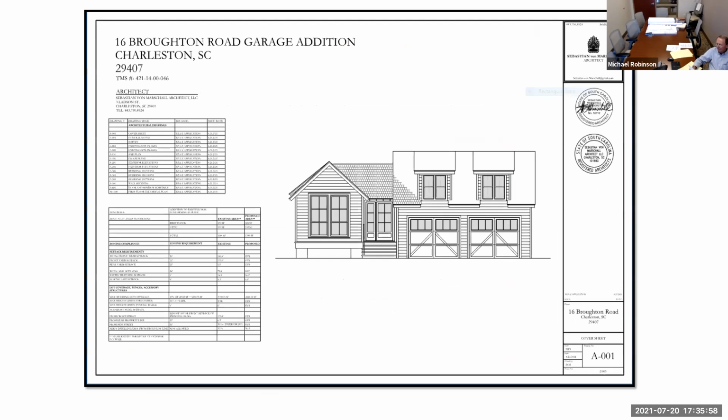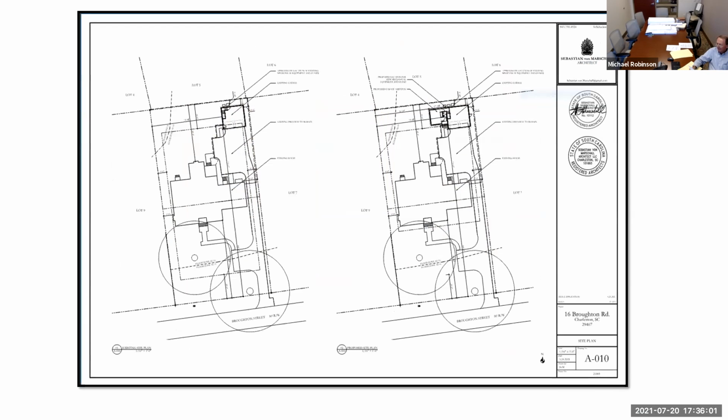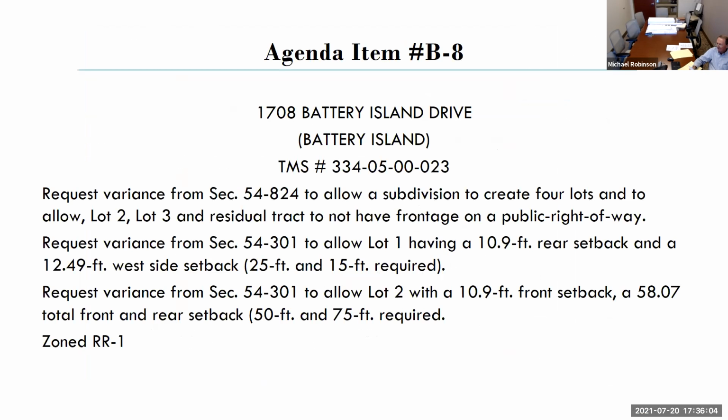Request a variance from section 54-824 to allow a subdivision to create 4 lots and to allow lot 2, lot 3, and residual tract to not have frontage on a public right-of-way. Request a variance from section 54-301 to allow lot 1 having a 10.9-foot rear setback and a 12.49-foot west side setback, 25 feet and 15 feet required. Request a variance from section 54-301 to allow lot 2 with a 10.9-foot front setback, a 58.07 total front and rear setback, 50 feet and 75 feet required, zone RR1.